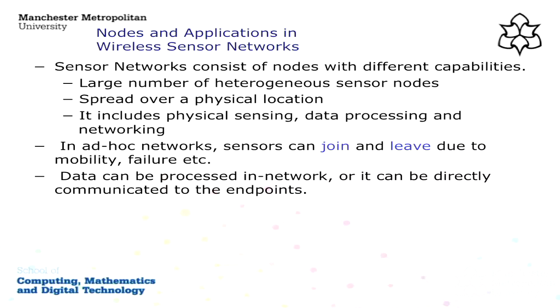These sensor nodes have the physical sensing part, and maybe do some data processing. An ad hoc network is where you've got devices that can come and go, like in a Bluetooth network where either the device gets turned off, or its battery power runs out, or it goes out of range or something like that. So the network's got to be able to cope with sensors leaving and joining that network, and this mobility and failure of them. And where is this data processed?